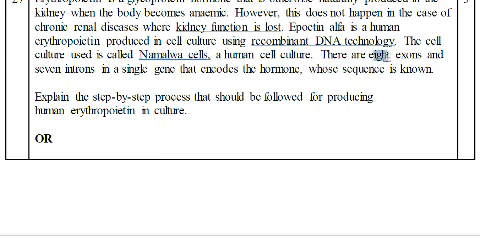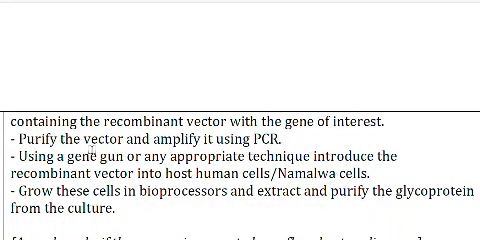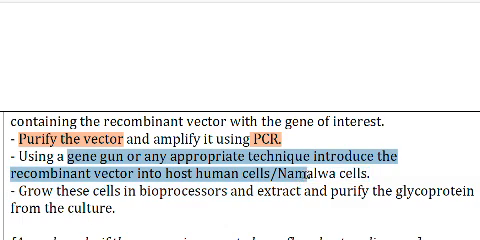There are 8 exons and 7 introns in a single gene that encodes the hormone, whose sequence is known. Explain the step-by-step process that should be followed for producing the human erythropoietin in culture. The steps of RDT are what they are asking for here. The first thing is you use the sequence of exons to form the double-stranded DNA. This is inserted into an appropriate vector, and the vector is introduced into the bacterial host cells. You select the recombinants from the non-recombinants, purify the recombinant vector, and amplify it using the PCR technique. Then you put it into the human host cell, which is the Namalva cells.